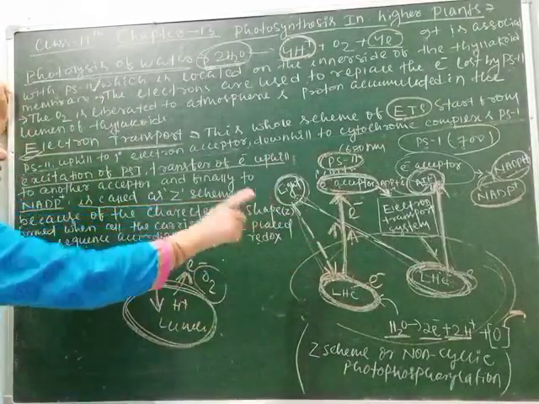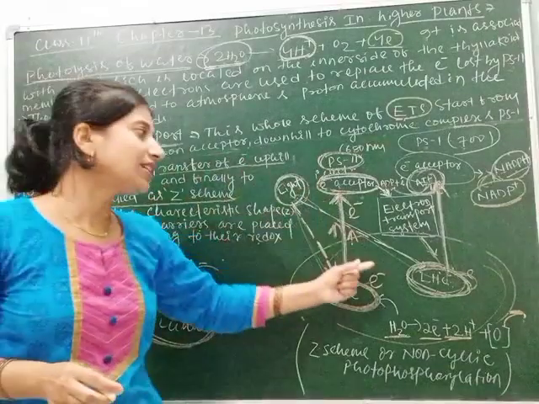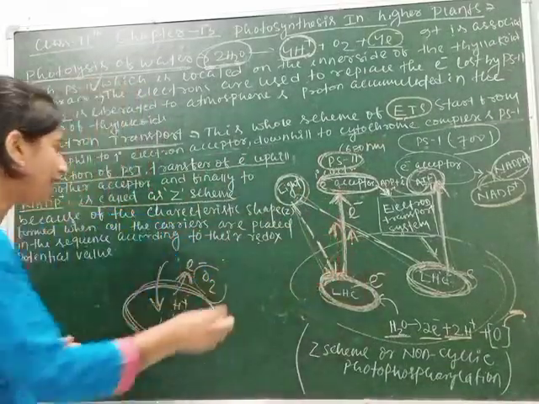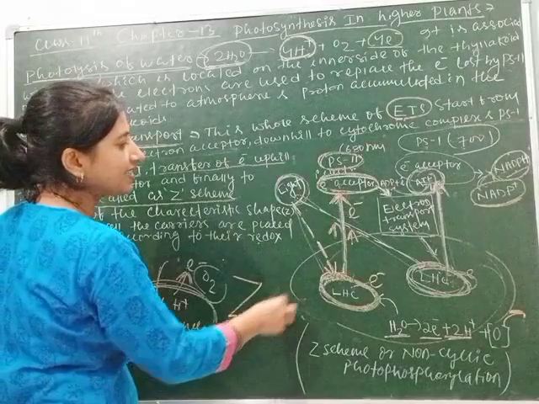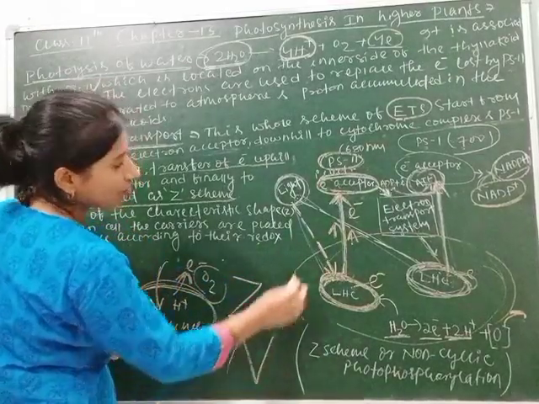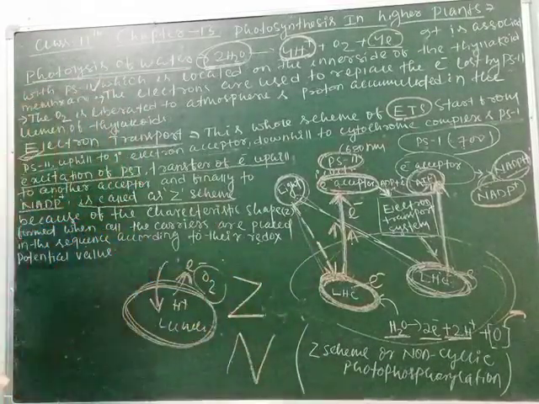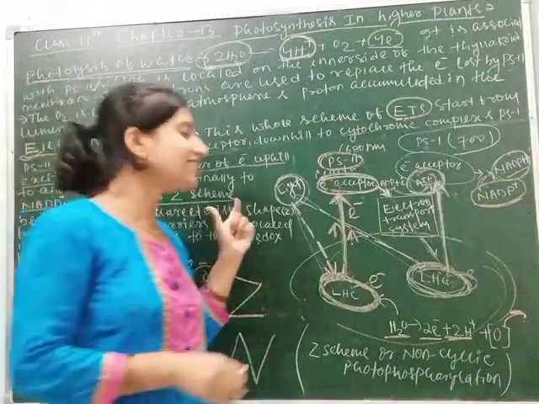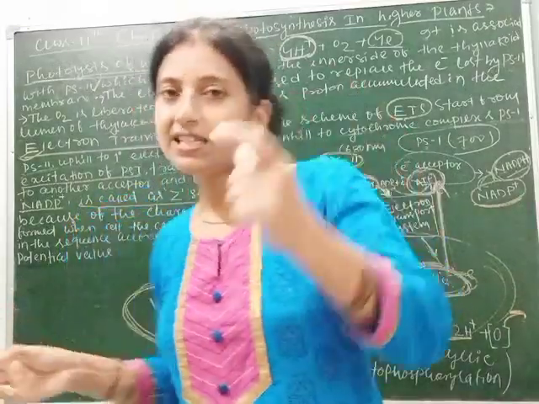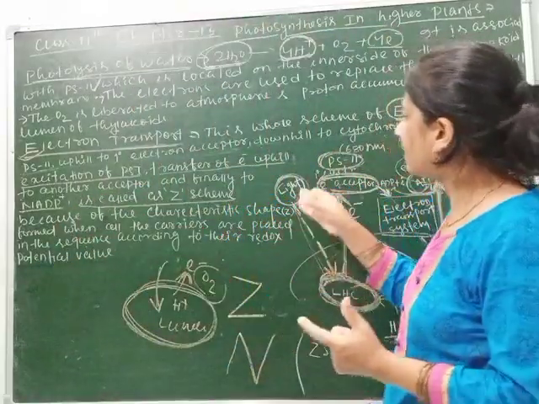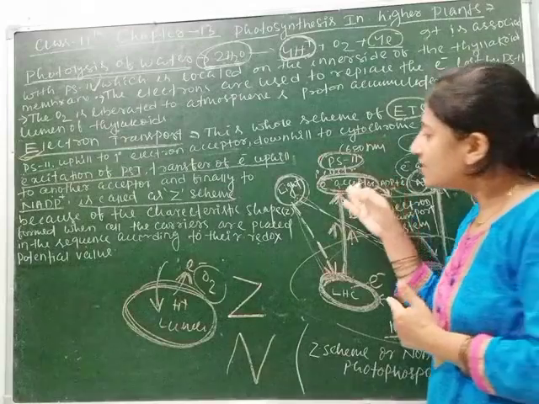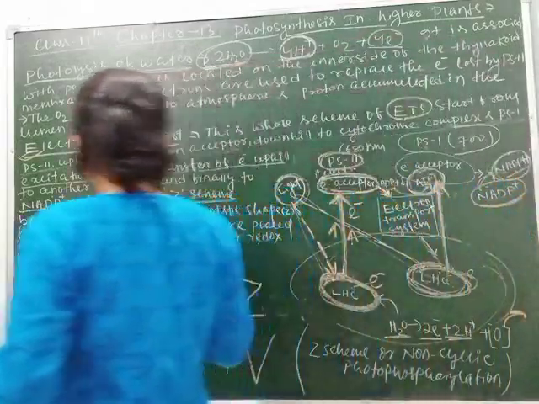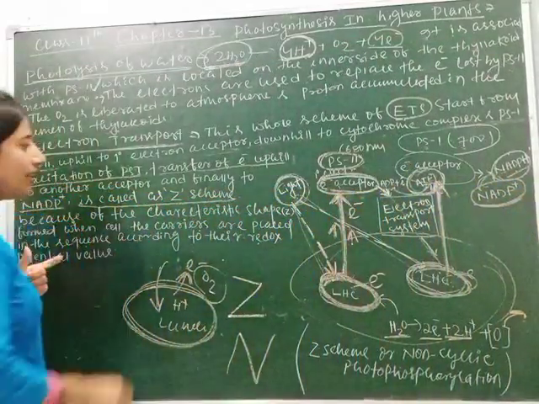So in this whole process, you can see, if you look at it, it looks like a Z structure. If you write it, it will look like a Z structure like this. So this is called the Z scheme or non-cyclic photophosphorylation, and as I have told you, its characteristic shape looks like a Z, that's why it is termed the Z scheme or non-cyclic photophosphorylation.